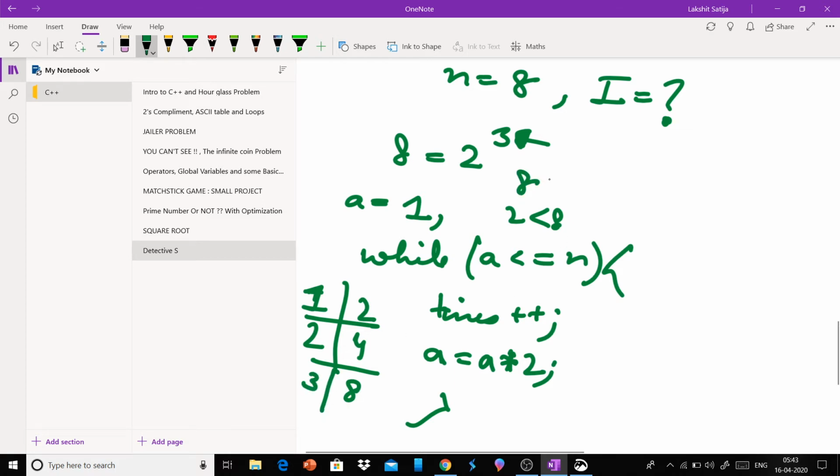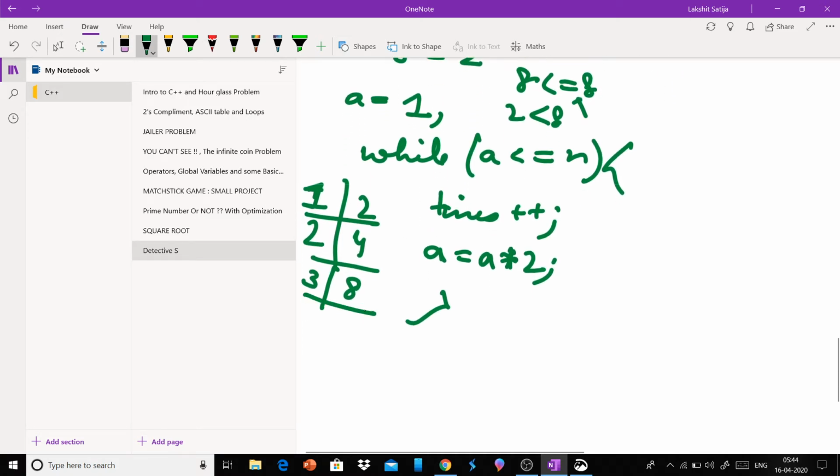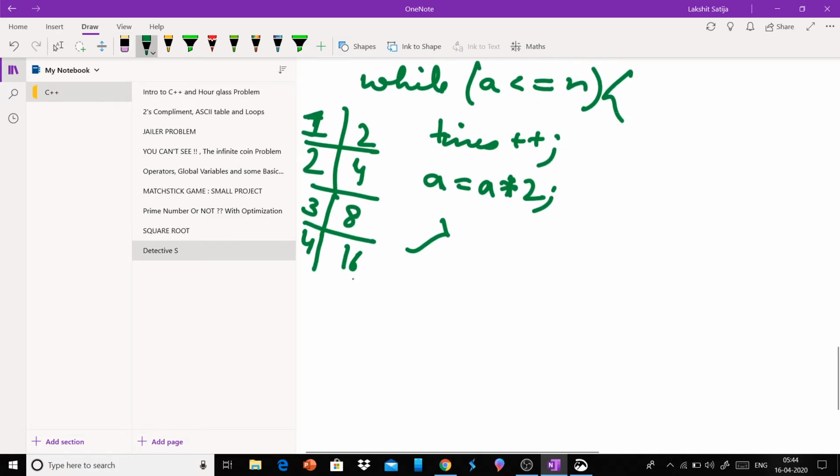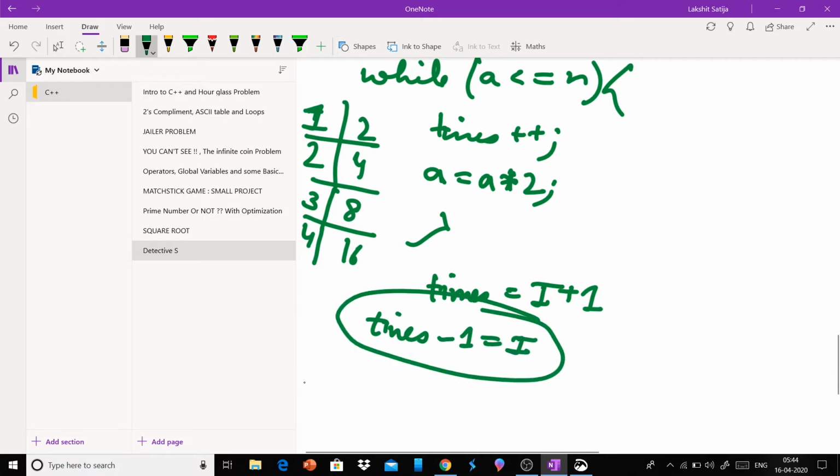Now 8 is less than or equal to 8, right? The equal to condition is there. So the value will become 16 and times will be 4. So now the loop will stop. So you can see that times is equal to i plus 1, and therefore times minus 1 will give the value of i, right?